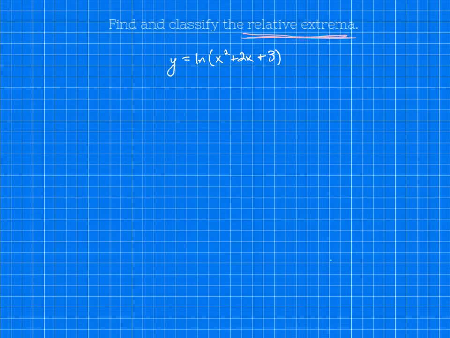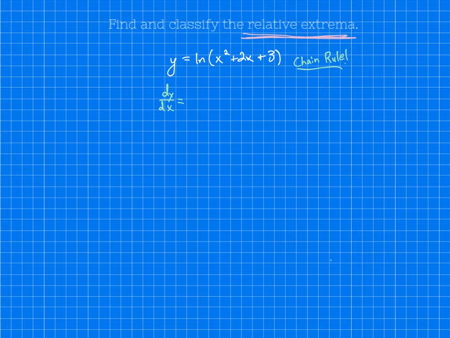Okay, so to find relative extrema, we're going to start by finding critical points. In order to find critical points, we start, of course, by taking the derivative. So I'm going to find dy dx here. Now, this particular function needs a rule in order to derive. If you know what rule we need, you can say it out loud right now. It is the chain rule.